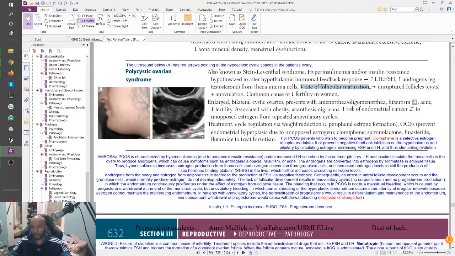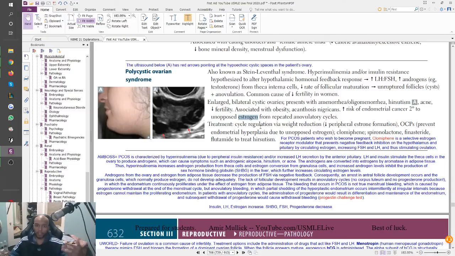Decreased rate of follicular maturation, so the follicles don't mature, they end up becoming cysts, and then you get anovulation, and this leads to decreased fertility, right? Enlarged bilateral cystic ovaries if you're not treating it. Presents with amenorrhea, oligomenorrhea, hirsutism, acne, decreased fertility. Associated with obesity, acanthosis nigricans, which is a sign of insulin resistance. Increased risk of endometrial cancer, secondary to unopposed estrogen from repeated anovulatory cycles, right?